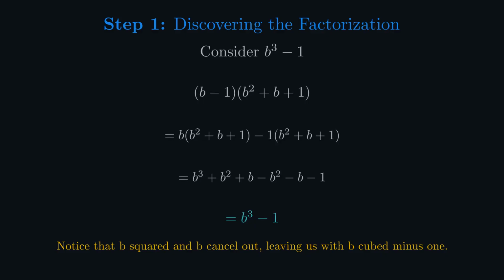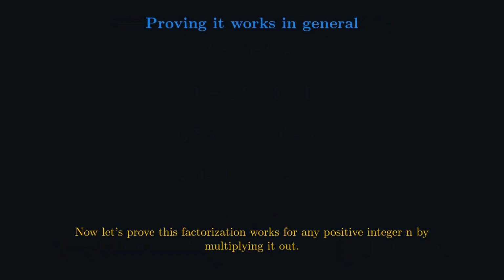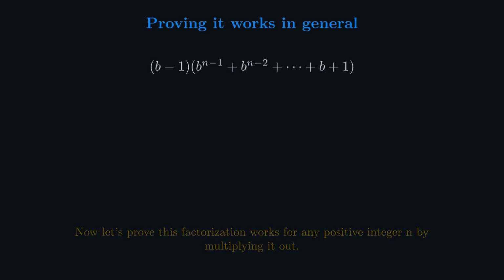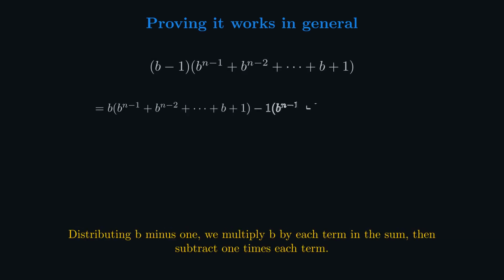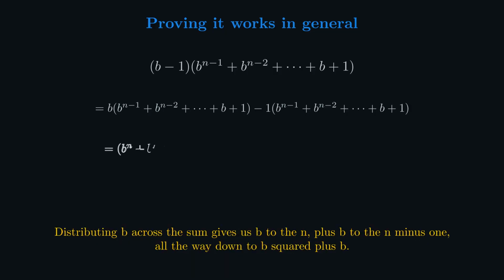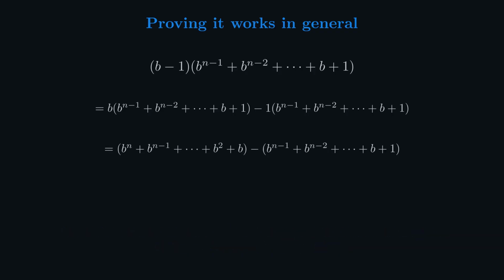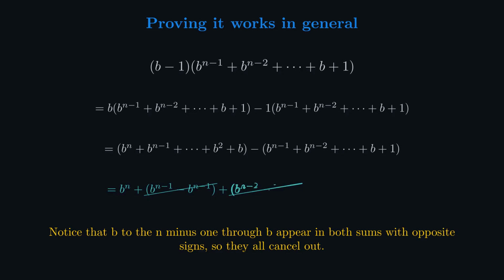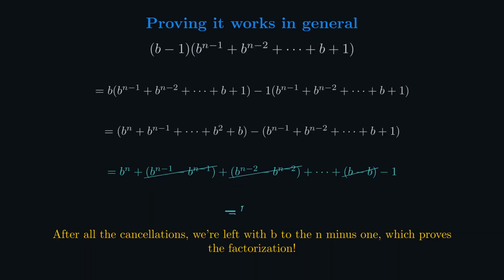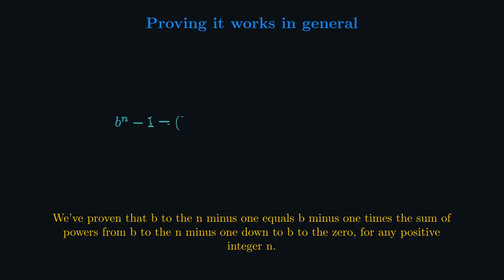Now, let's prove this factorization works for any positive integer n by multiplying it out. When we distribute b minus 1, we multiply b by each term in the sum, then subtract 1 times each term. Distributing b across the sum gives us powers from b to the n all the way down to b squared and b. Notice that most terms appear in both sums with opposite signs, so they all cancel out. After all the cancellations, we're left with the desired expression, which proves the factorization.